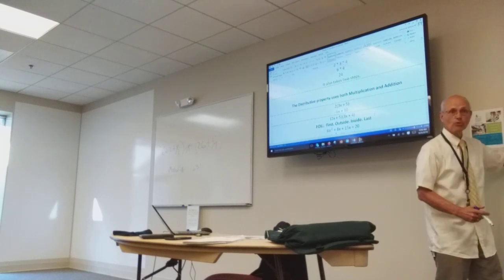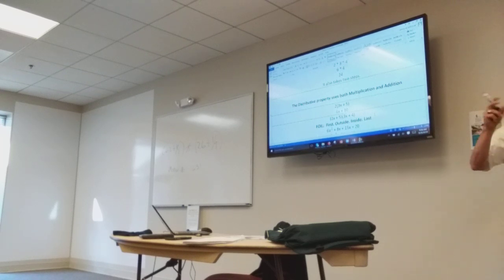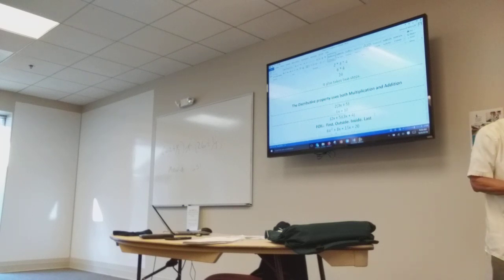Seamus, read it out loud for me. 6x squared plus 8x plus 15x plus 20. Okay. There's 4 of them. 2 of them can be added. Do you know which 2, Seamus? Yeah, 8x and 15x.